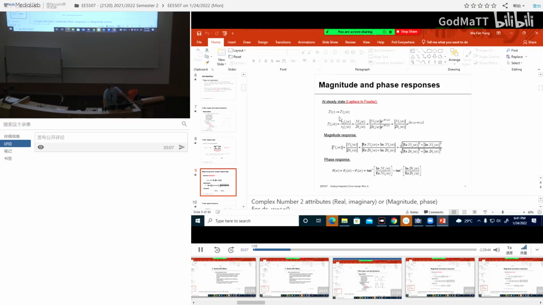Which means that after we simplify, you get a numerator on top, denominator at the bottom. And this will be a complex number, with a real and imaginary part. And a complex number, of course, we can change to a different format, which is the magnitude and phase. Okay, this part, people understand what's going on here? This is a lot of mathematics.